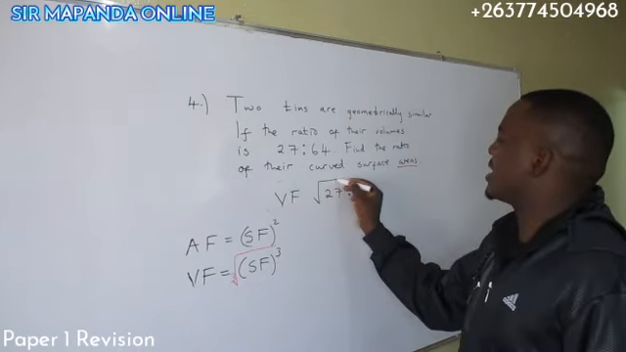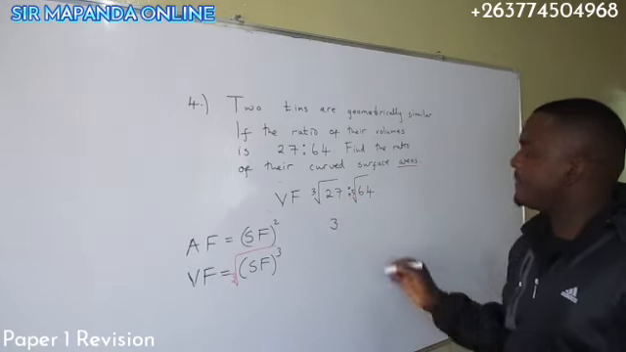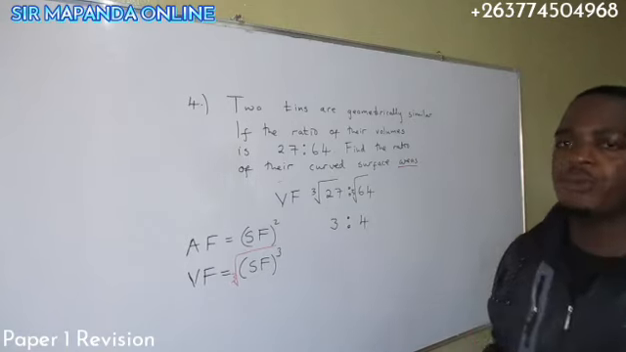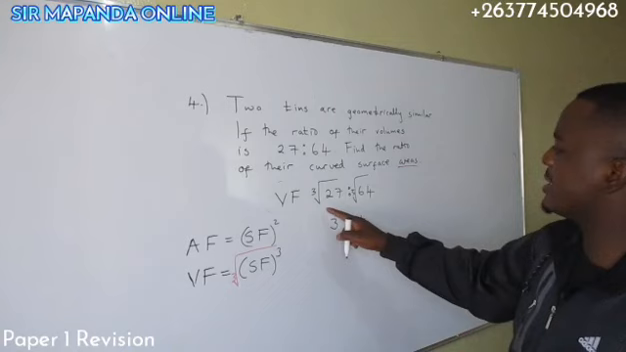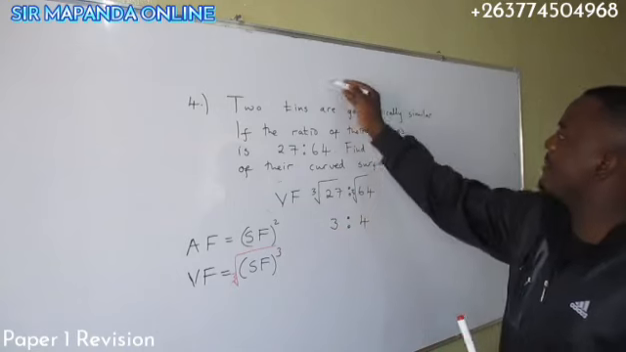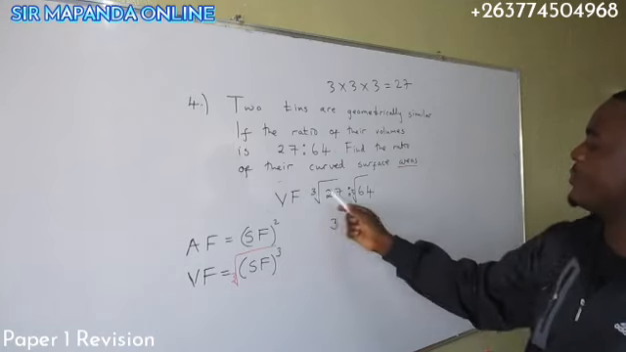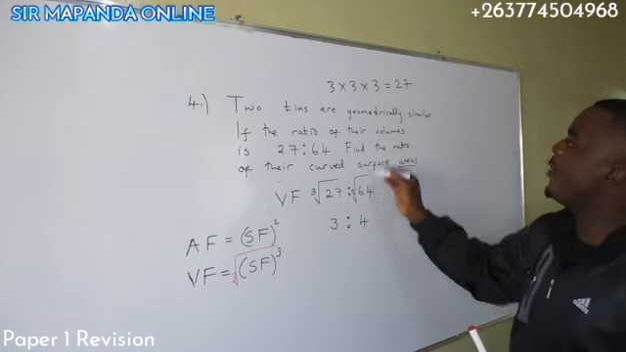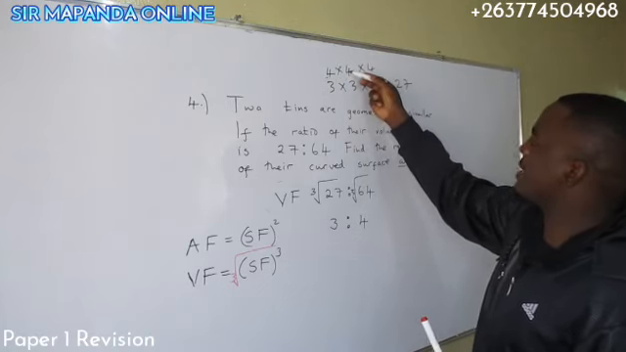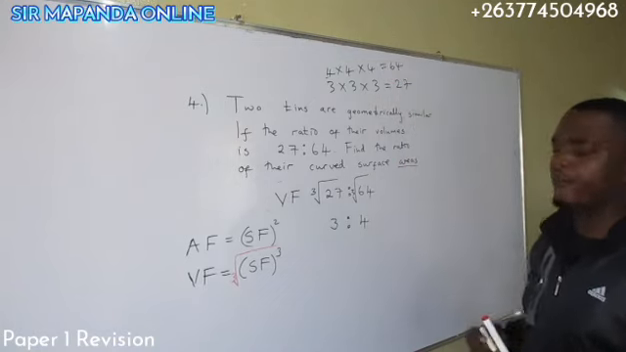So if I introduce a cube root both sides, cube root of 27, you get 3. Cube root of 64 gives you 4. Remember, cube root, you'll be looking for a number which multiplies itself 3 times to give you the number inside the root sign. So 3 times 3 times 3 gives you 27. Therefore, cube root of 27 is 3. Then as for 4, if 4 multiplies itself 3 times, 4 times 4 you get 16, 16 times 4 you get 64, therefore cube root of 64 is 4.